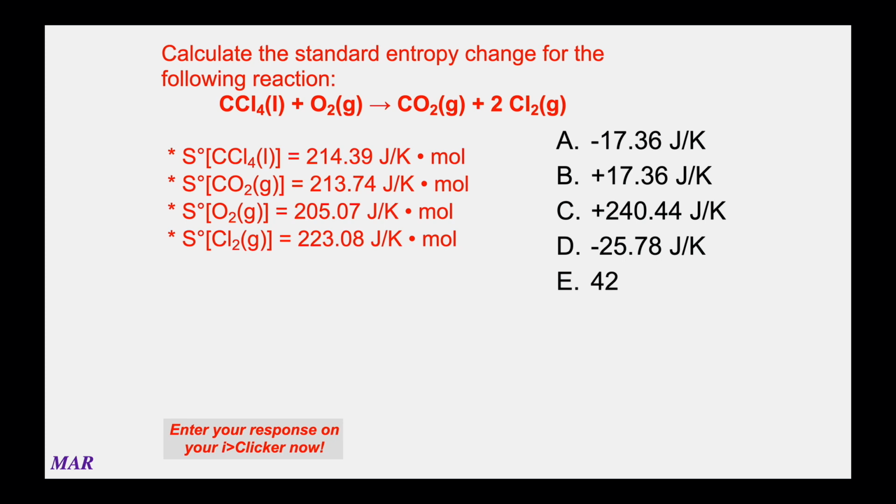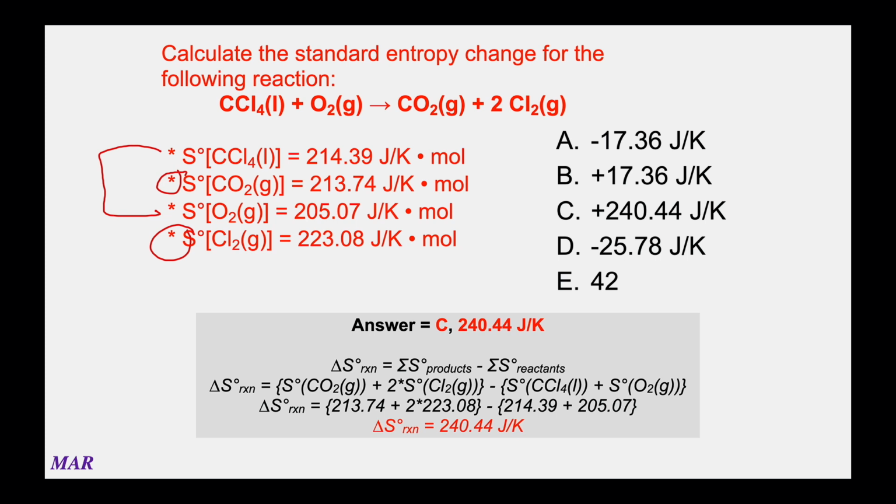For this problem, what that means is you would take the CO2, which is the one product, and 2 times the chlorine, because of the stoichiometry of 2 for the Cl. You would take those together, those are the entropy of products, and you would subtract the entropy of the reactants, which in this problem is CCl4 and O2. So 2 times the chlorine plus the CO2 minus the O2 minus the CCl4, and this is just something for your calculator. When you do that, you get an entropy change of 240.44 joules per Kelvin. This is an increase in the entropy. But just try and focus on the form. This is the official version of the equation.